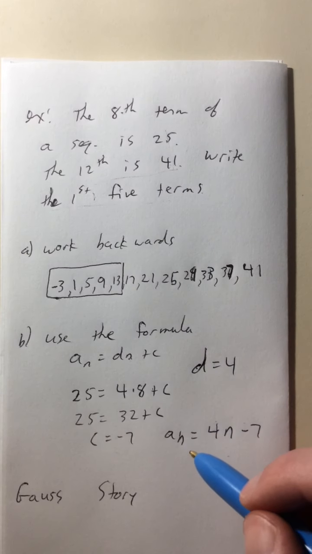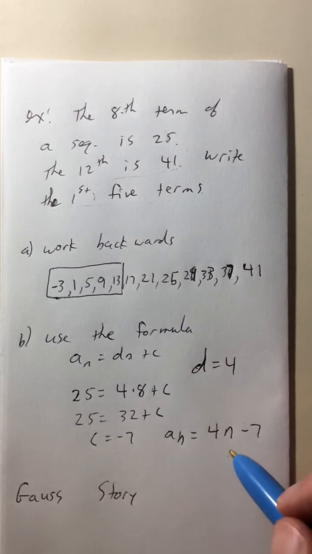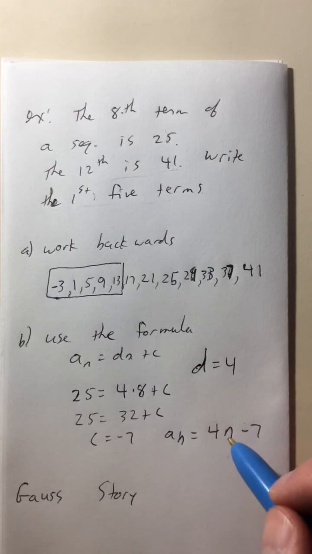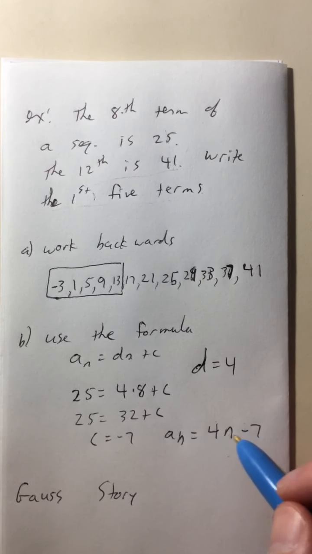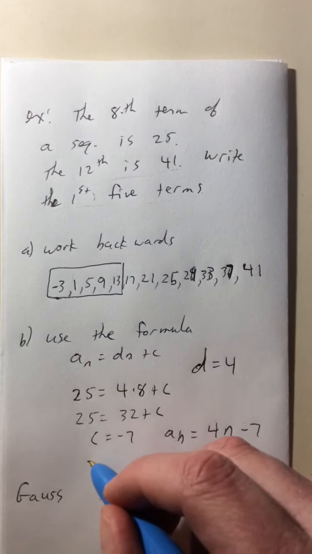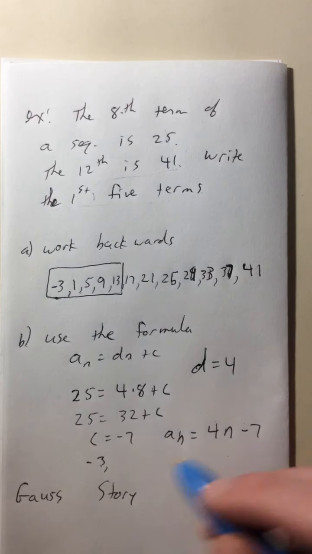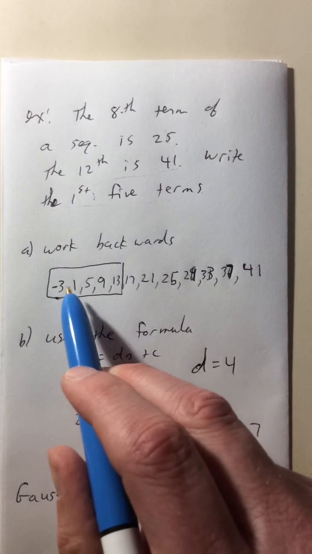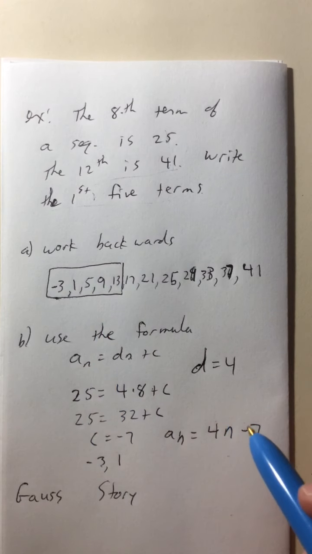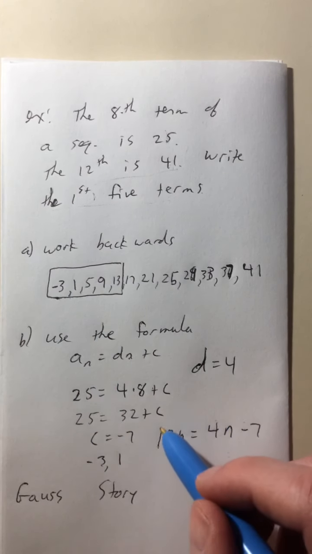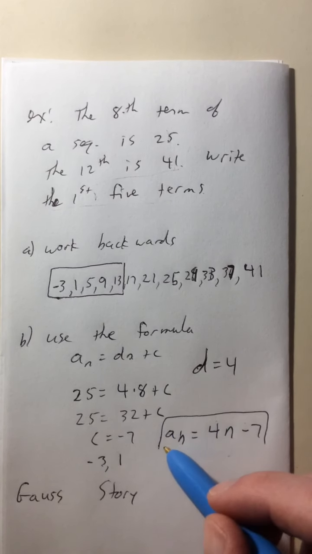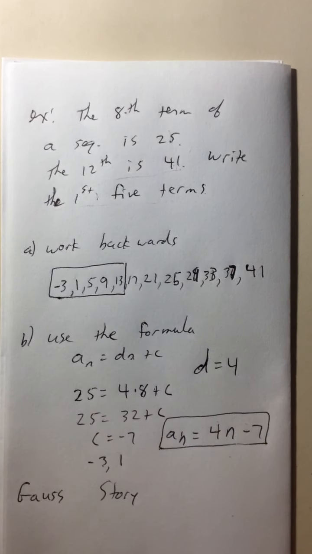And then we would just generate the terms by just putting 1 in there. So the first term, 4 times 1 is 4, minus 7 is negative 3. The second term, 4 times 2 is 8, minus 7 is 1. And you can see that we're starting to generate the same thing. So this is the other way to do it. Create a formula first, and then generate the terms from the formula.